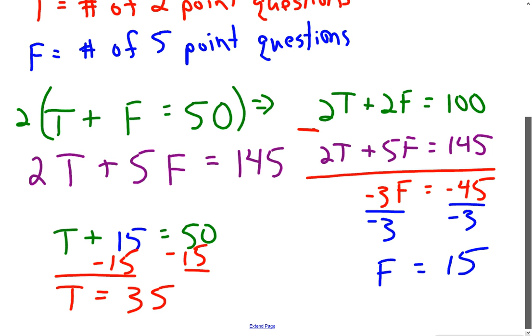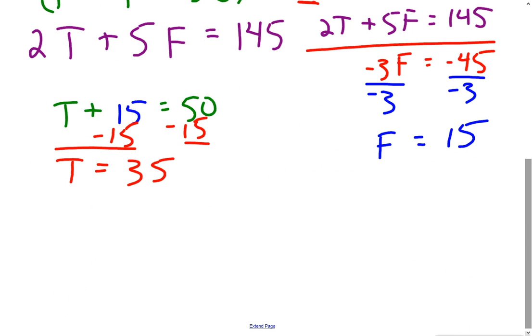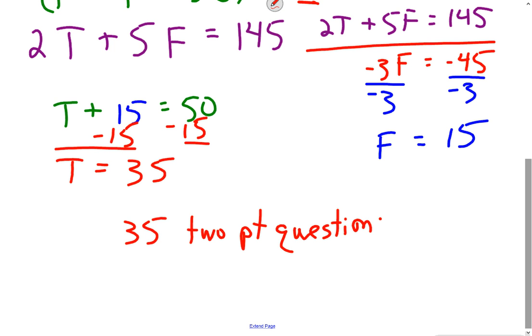So now I've got to answer my question. How many of each type of question are on the test? Well, there are 35 2-point questions, and there are 15 5-point questions on this test.